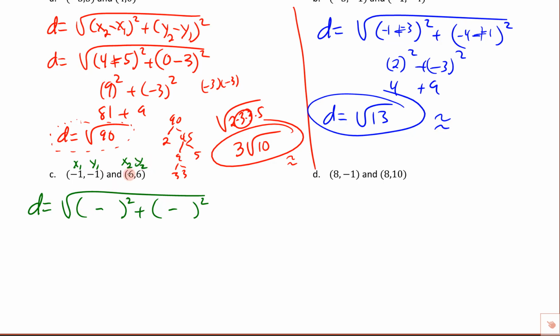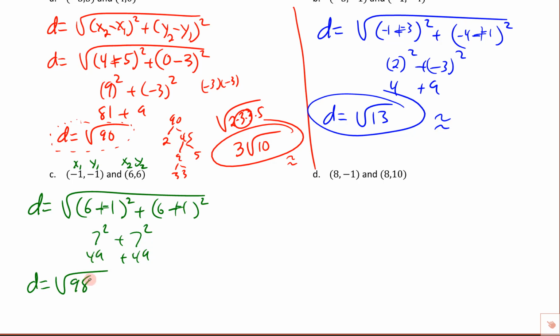So this is going to be x2, which is a 6, minus x1, which is a negative 1. This is going to be y2, which is a 6, minus y1, which is a negative 1. This doesn't happen very often, but you'll notice the x's and y's are the same here, and the x's and y's are the same here. So here's what we'd have. This would be a plus, so that would be 7 squared. This would be a plus, so that would be 7 squared. So we're going to have 49 plus 49. So this is going to be d equals the square root of 49 plus 49, which is 98.